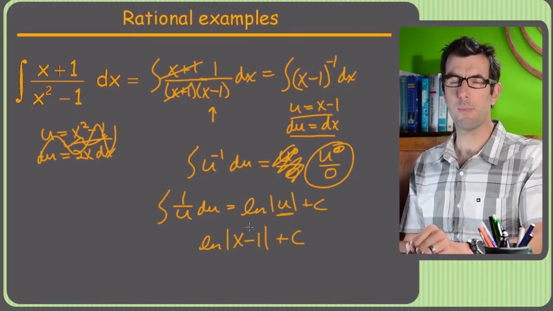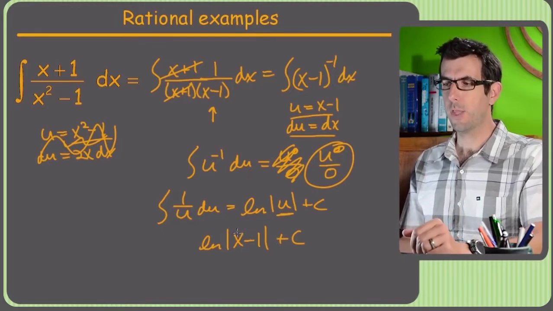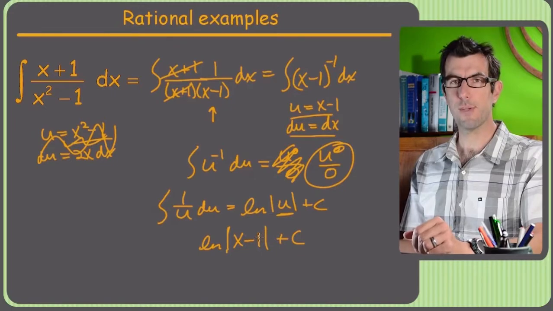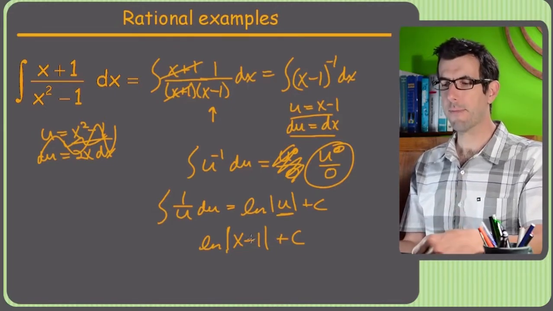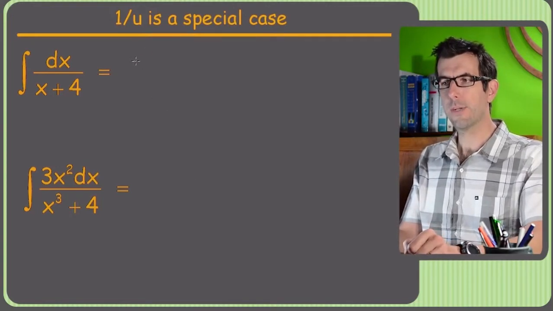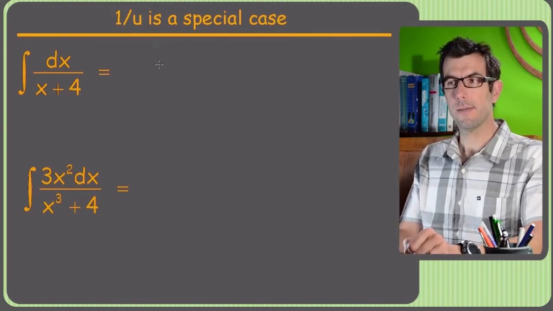We need the absolute value because you can't take the natural log of a negative number. It's undefined. So the way they get around that little peculiarity is they just put absolute values on everything. Whenever there's natural log, you want to throw on some absolute values. Pretty exciting. All right, here's another one.